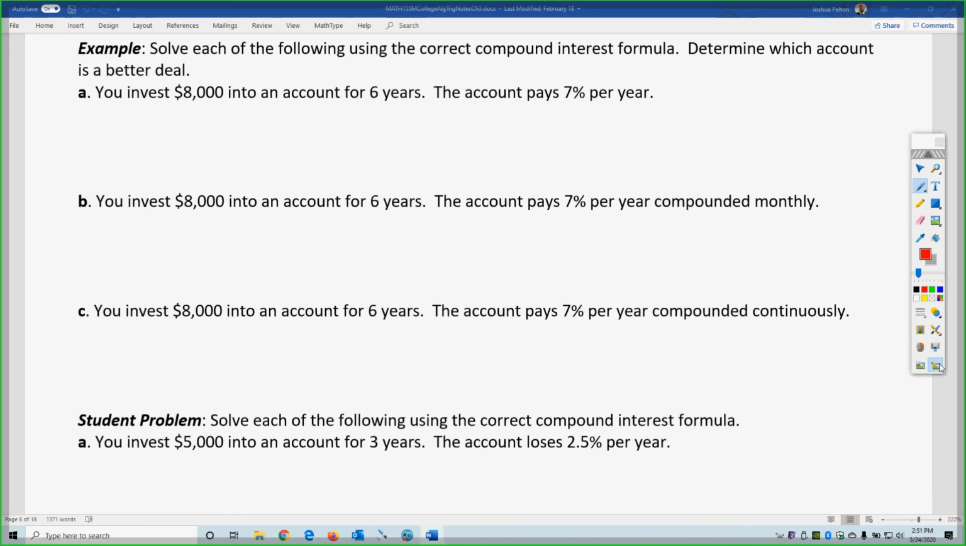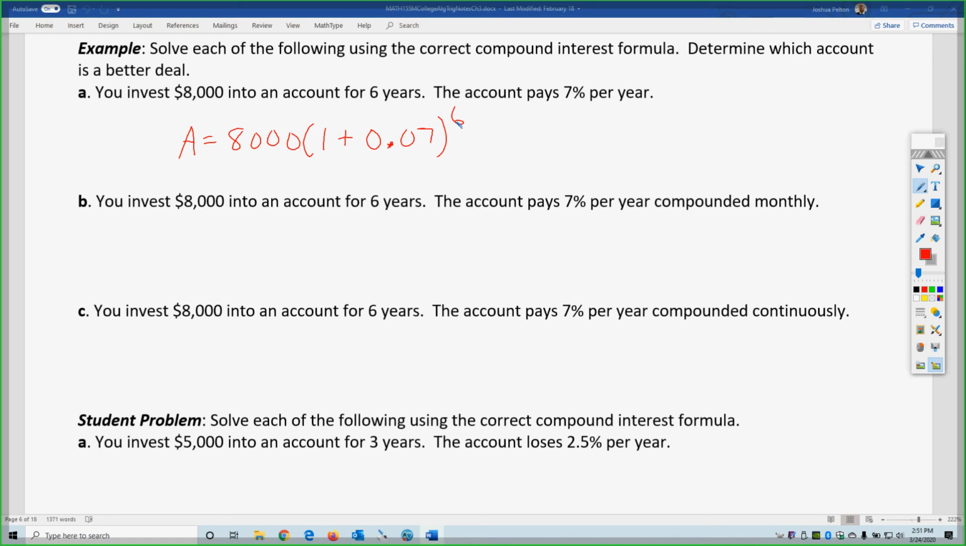Okay. So the first one, you invest $8,000 into an account for 6 years. The compound pays 7% per year. So we're only compounded on a yearly basis here. So as a result, you get A equals 8,000, which is the original principal, times 1 plus the 7% interest, which is 0.07, to the 6 years.